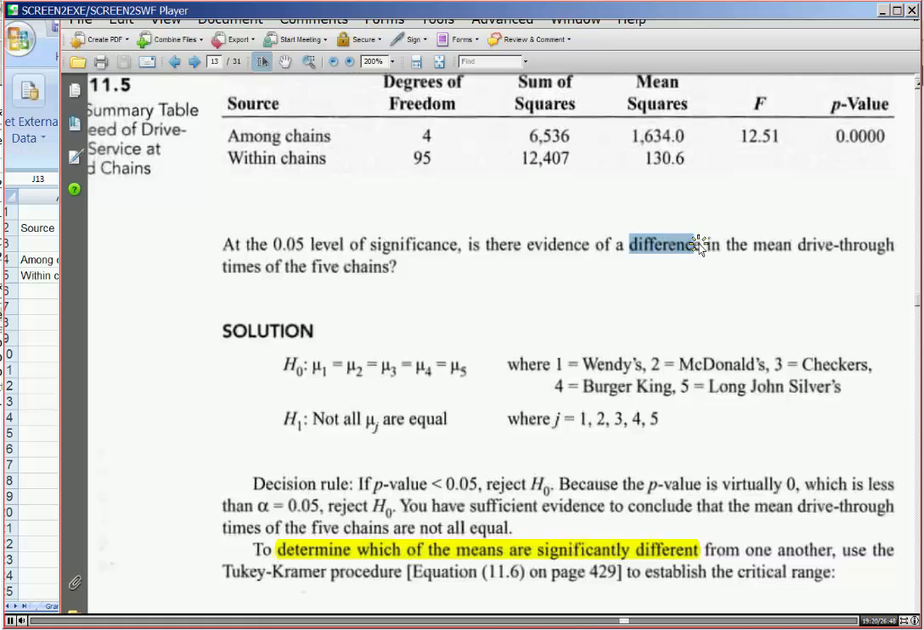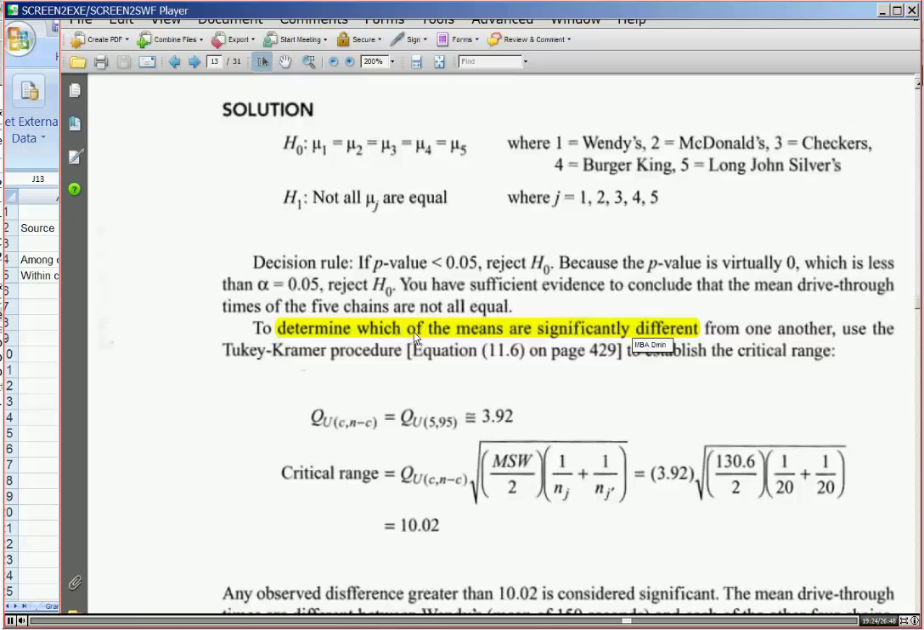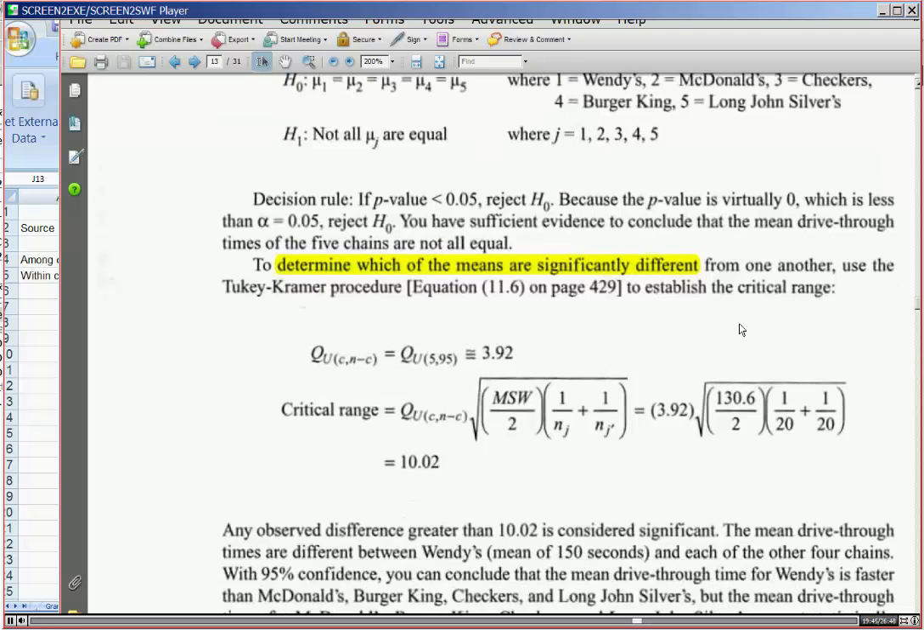But this is not what we're looking for, right? They ask for difference. Now we need to calculate the differences to determine which of the means are significantly different from one another. Significantly is the key word. Statistically significant. Something we cannot overlook. Use the Tukey-Kramer procedure, which we used before. We have the formula to determine a critical range.